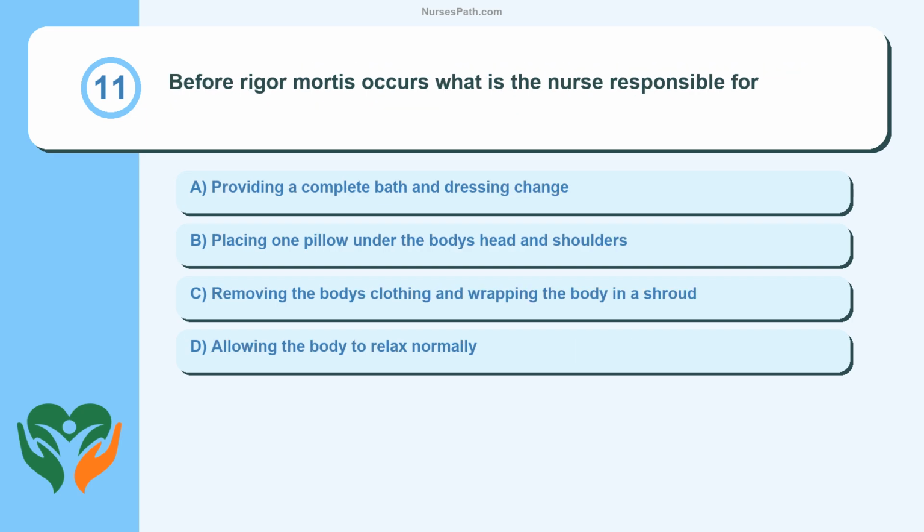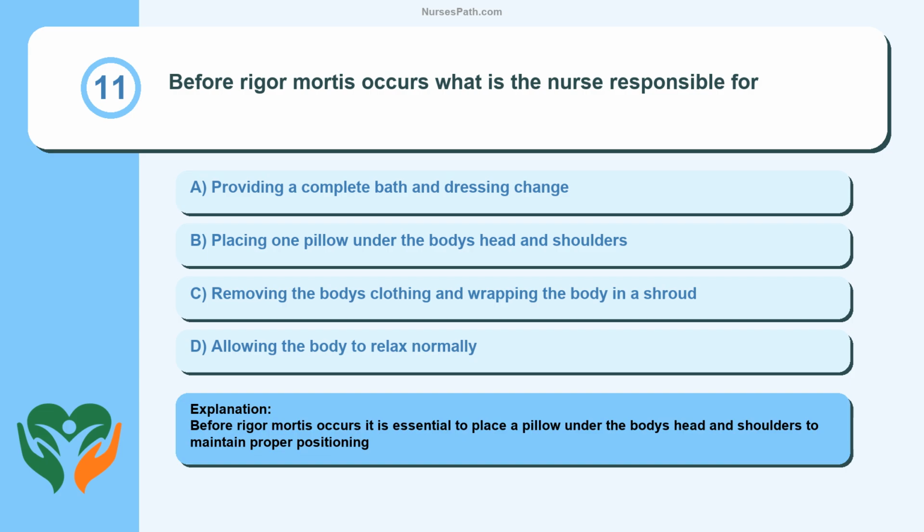Question 11. Before rigor mortis occurs, what is the nurse responsible for? Providing a complete bath and dressing change. Placing one pillow under the body's head and shoulders. Removing the body's clothing and wrapping the body in a shroud. Allowing the body to relax normally. Before rigor mortis occurs, it is essential to place a pillow under the body's head and shoulders to maintain proper positioning.